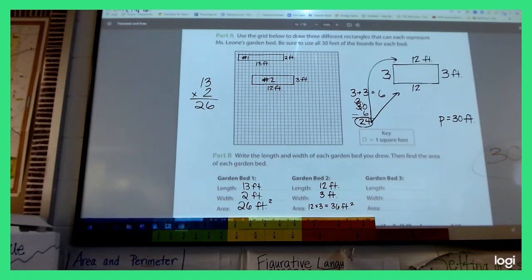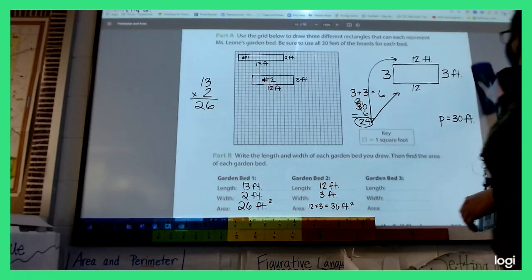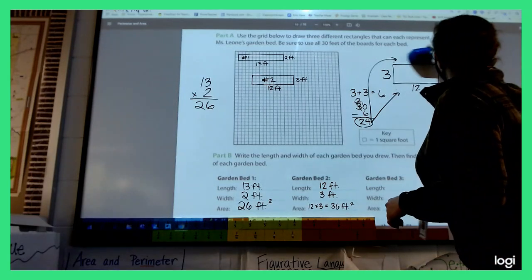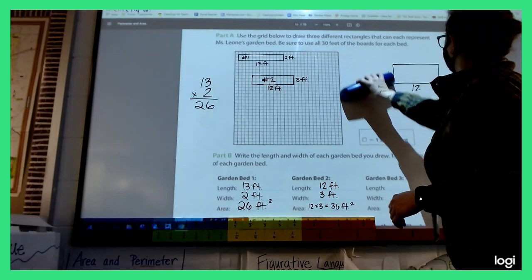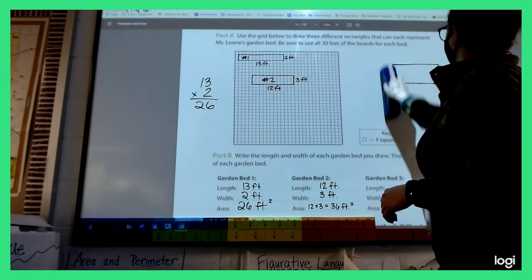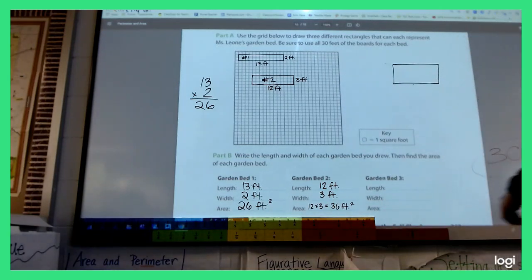All right, so now we just have to do one more. And this time, I'm kind of thinking, let's bump up the width so we get a kind of different looking shape. Josiah, what are you thinking? 5. All right, let's try 5. So, we can erase all this work. Well, you don't have to. I have to. All right, so third one.